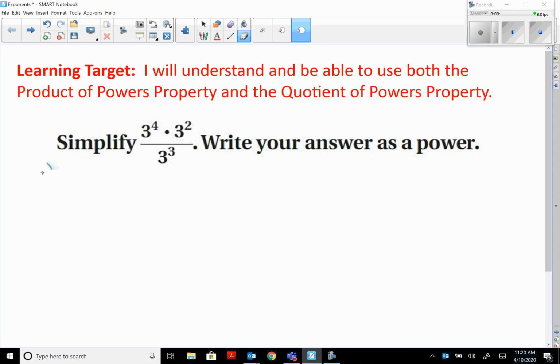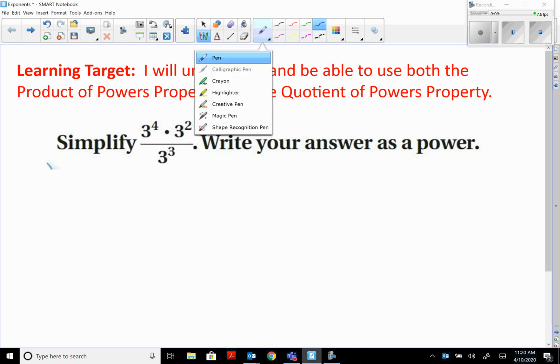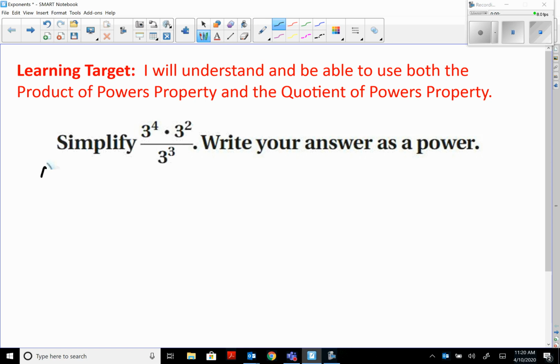So I'm going to start out with, if you look at our expression, we've got 3 to the 4th times 3 to the 2nd divided by 3 to the 3rd. So we've got both multiplication and we've got division. For this first example, I'm going to start with the multiplication part, and I'm going to focus on the top half of that fraction. So if you take notice here, we have a 3 as our base number here, and a 3 as our base number here. And then we have multiplication going on.